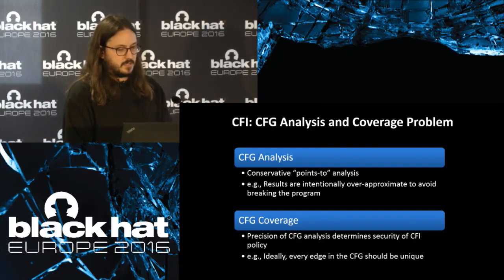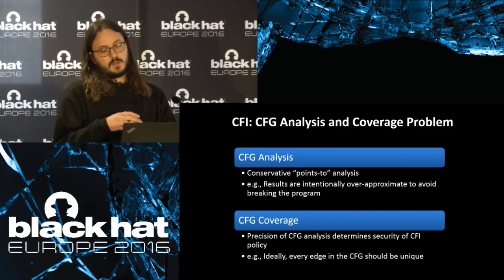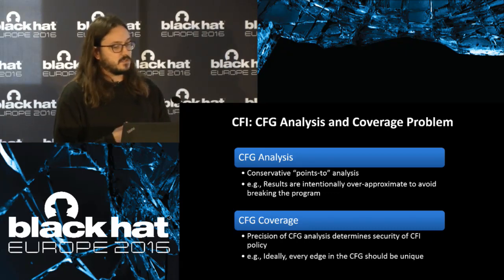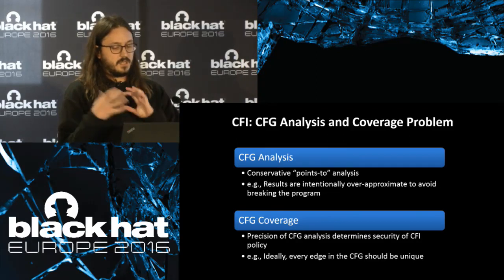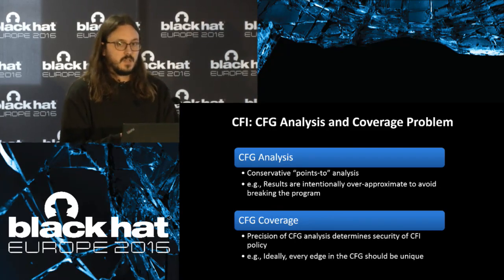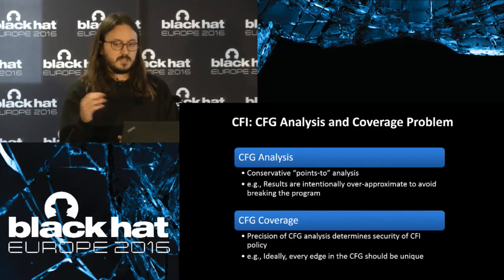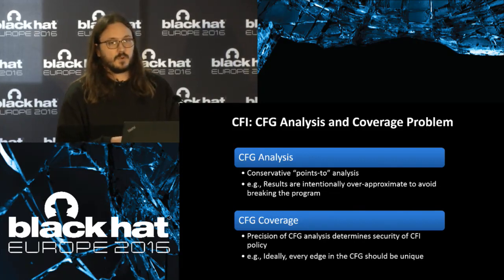Of course, the issue is that control flow and graph analysis is in general undecidable. So what you typically do is what's called a points-to analysis, and this is conservative. The intuition is that you don't want to intentionally under-approximate the control flow in the points-to analysis so that you have a more precise pointer set. Rather, you're going to over-approximate it to prevent breaking the program.